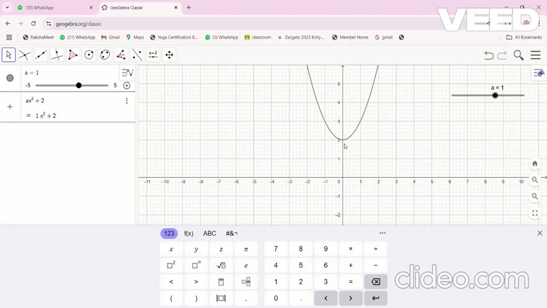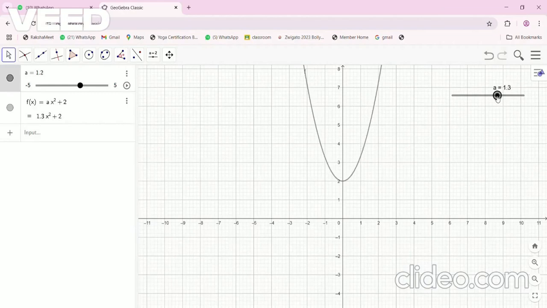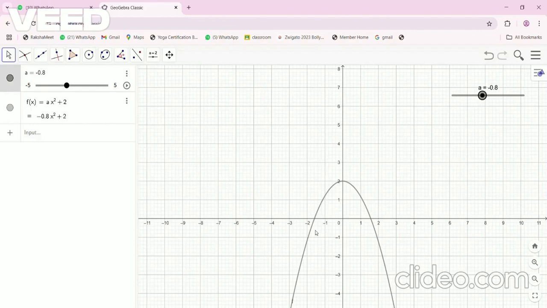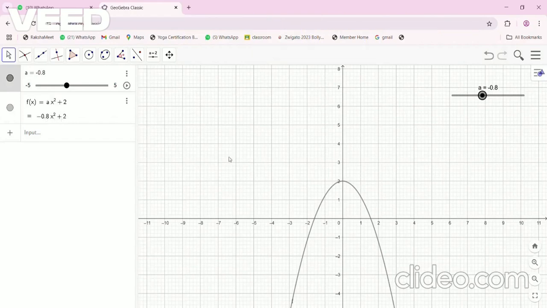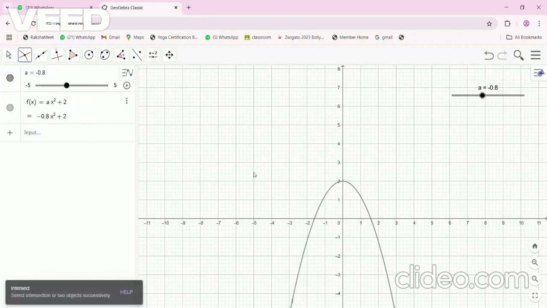So these are the different representations of a quadratic polynomial, where the general form is ax square plus bx plus c, and it depends on whether a is positive or negative. Now you get the x-intercept. Suppose this polynomial is minus ax square plus 2. Here you get the zeros of the polynomial. So I will find them out here.